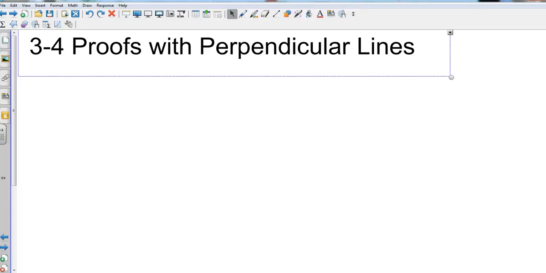Okay, Chapter 3, Section 4, Proofs with Perpendicular Lines. So we're going to be doing some distance to start the section off just a little bit. And so we're going to pull up some graph paper. You might need a little scratch graph paper there in your screencast notebook, and you can tape it or staple it or however you want to put that in there. But we're going to find some distance. And so I'm going to set up a graph here just a second, and I will be back with you momentarily.